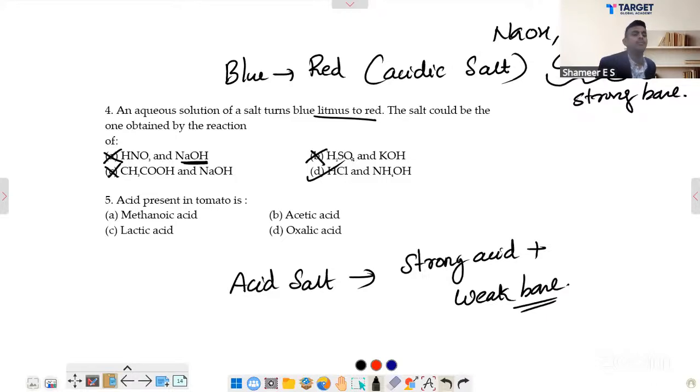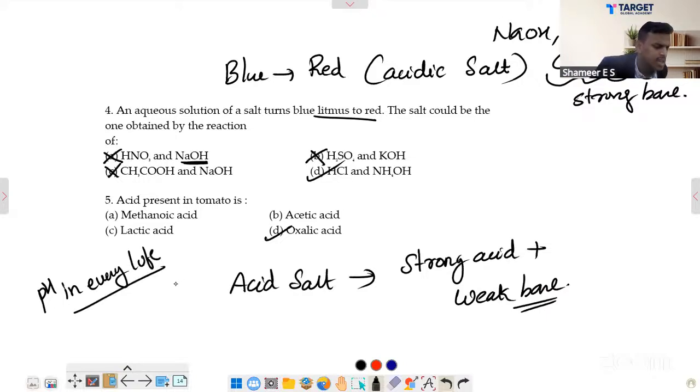Then, the acid present in tomato. Which is the acid present in tomato? Anyone? Or else I will call the name. Oxalic. Shazia. Yeah, correct. So the answer is oxalic acid. And that part is important. You should study, better to read the textbook, pH in everyday life. In most board exams, you can see at least 1 or 2 questions from pH in everyday life.